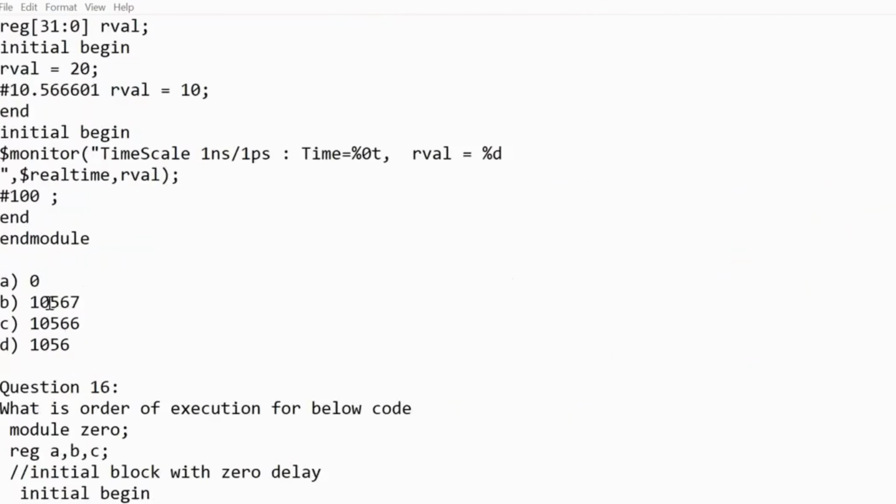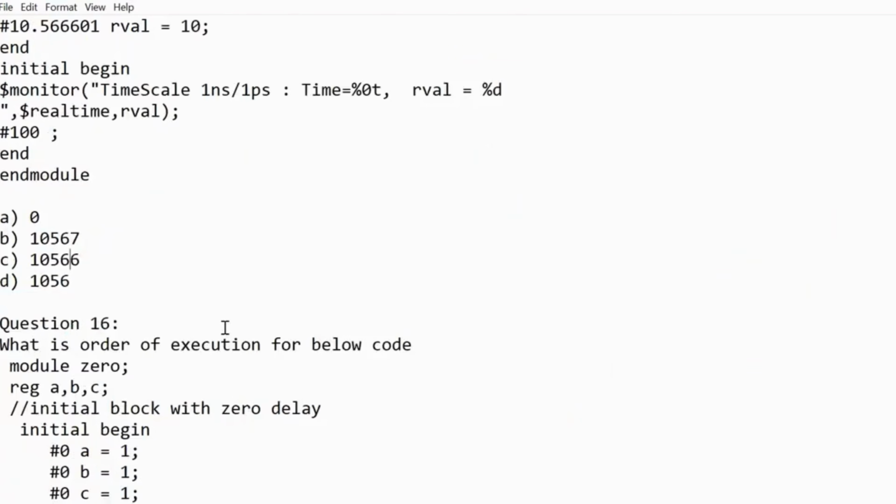Do you have any doubts? So what is the value here? 10,566. Option C is correct.